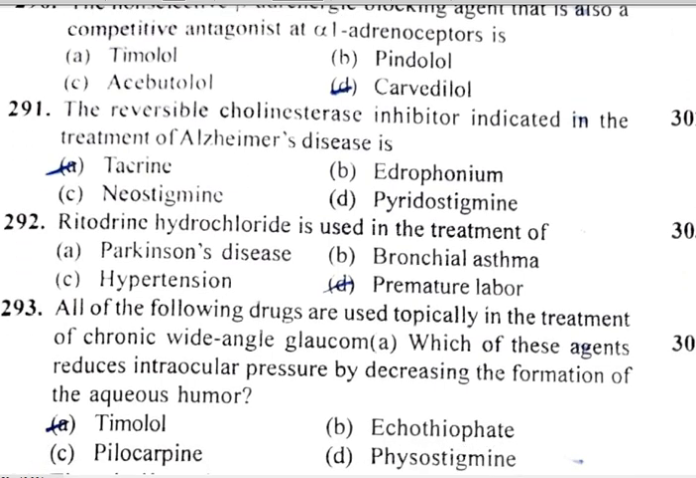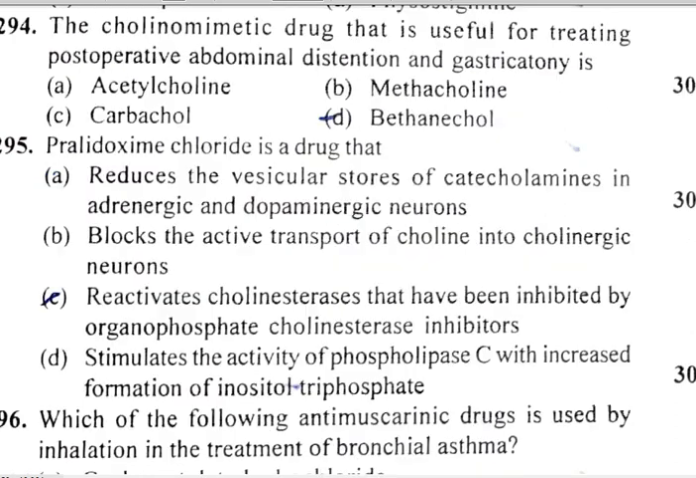All of the following drugs are used topically in the treatment of chronic wide-angle glaucoma. Which of these agents reduces intraocular pressure by decreasing the formation of aqueous humor? That is timolol. The cholinomimetic drug that is useful for treating postoperative abdominal distension and after gastrectomy is bethanechol.